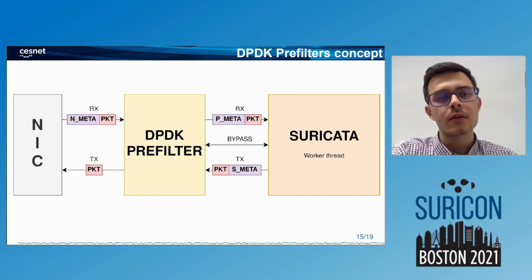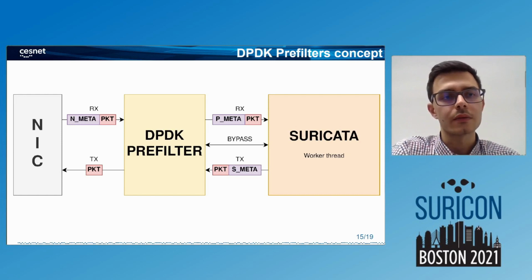Now, this can help Suricata, but as we can see, in the transmit direction from Suricata to DPDK prefilters, Suricata can also append meta information to the packet before it is sent to the DPDK prefilter. That can be for use cases when there is, for example, a machine learning model in the DPDK prefilter that can receive this very precious information from Suricata to learn by itself.